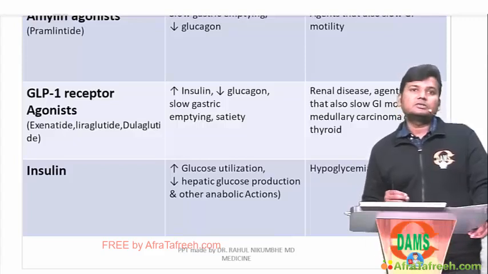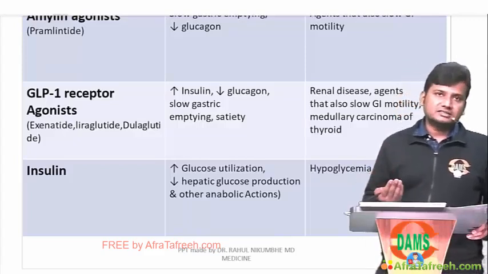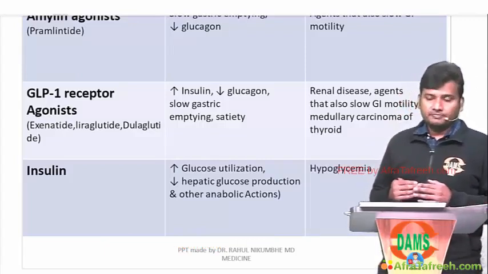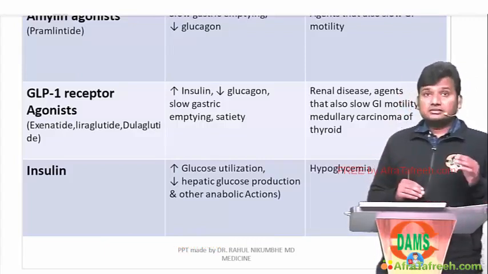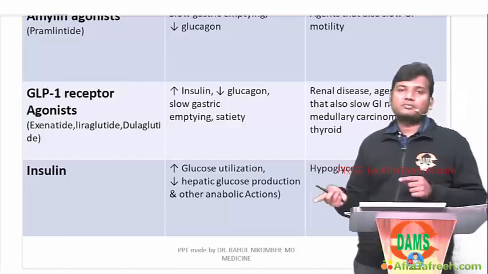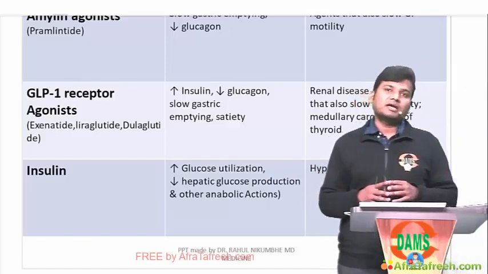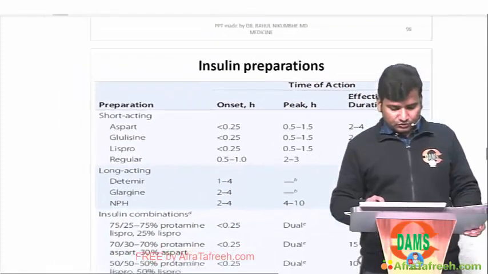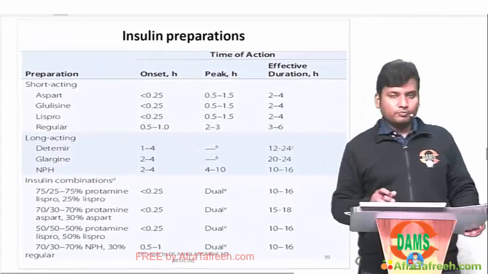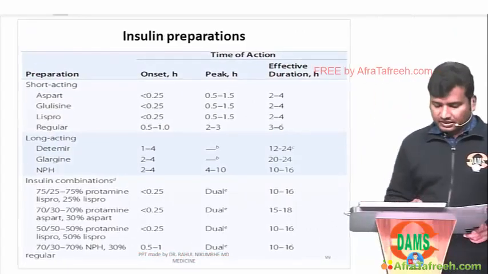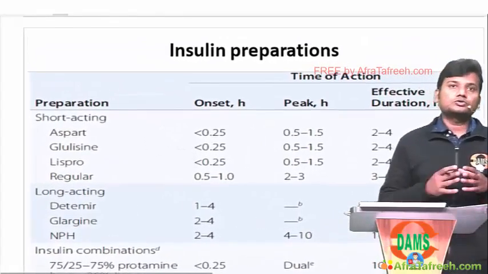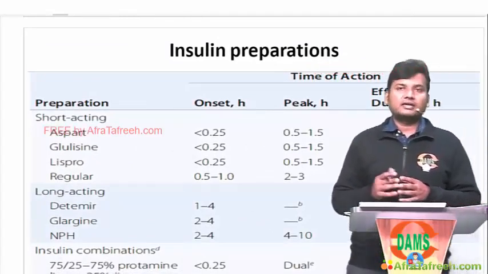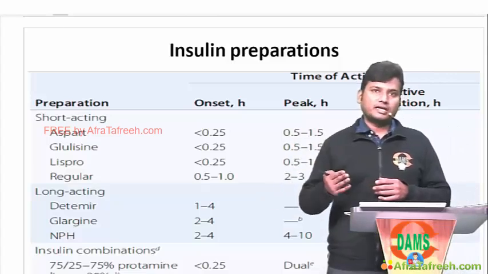Insulin. Insulin increases glucose utilization. It decreases hepatic glucose production. But this insulin can cause hypoglycemia. So hypoglycemia is a contraindication for insulin. After this you should know different types of preparations of insulin. In this the most important thing is to know which insulins are short acting and which insulins are long acting.